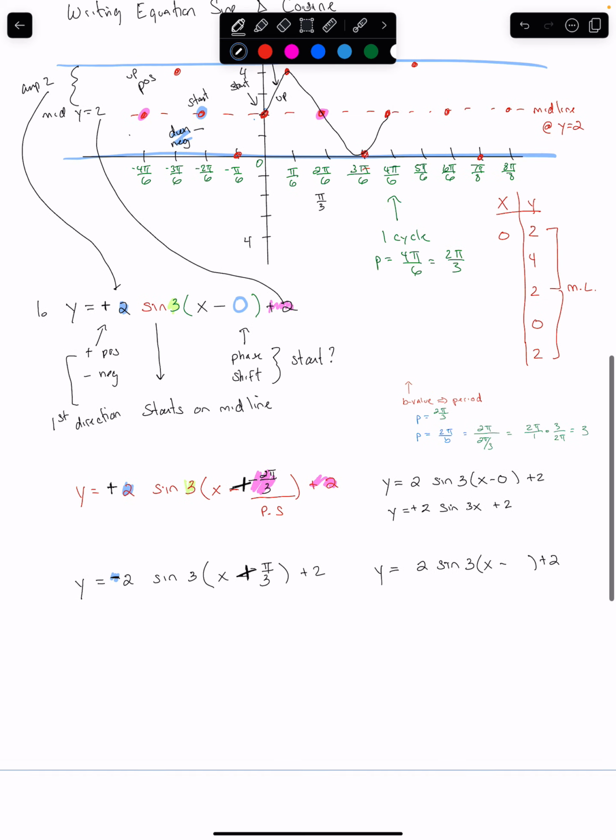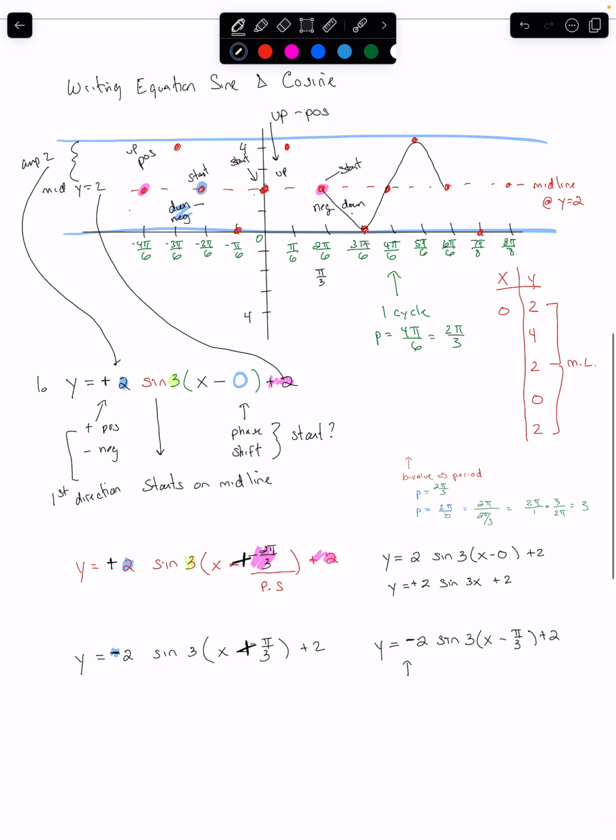All right, so in this case, if I start here, then my phase shift is pi over 3, so minus pi over 3, and then I'm going to fill in whether I'm going down or up. So if I start here, first thing I'm doing is I'm going to draw down. So going down first means a negative amplitude, so negative sign in the front. All right, so that's all your sine curves you could draw from here.